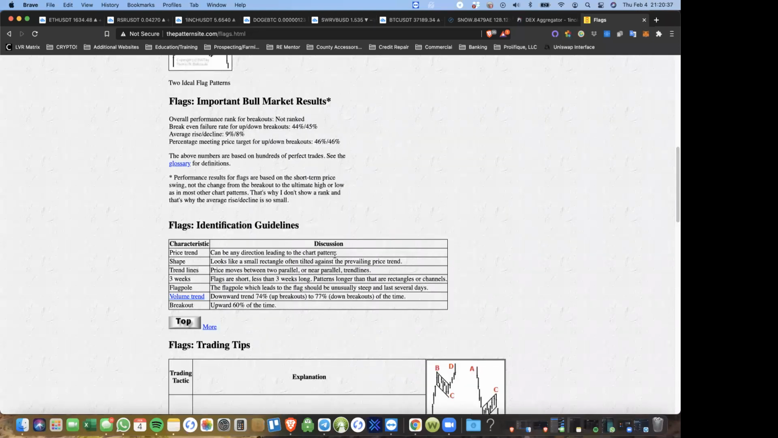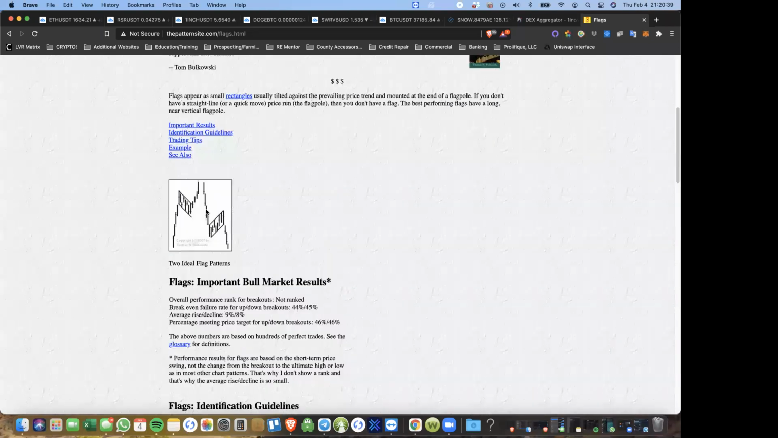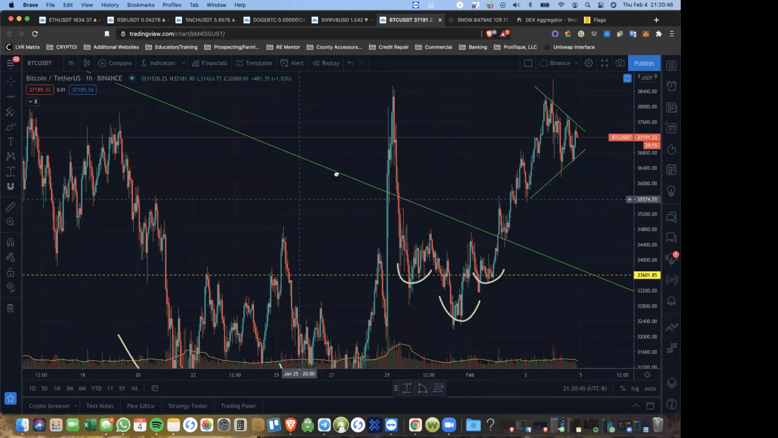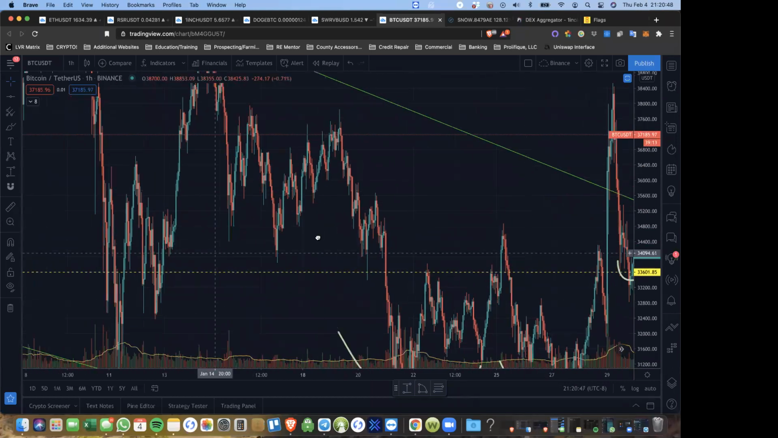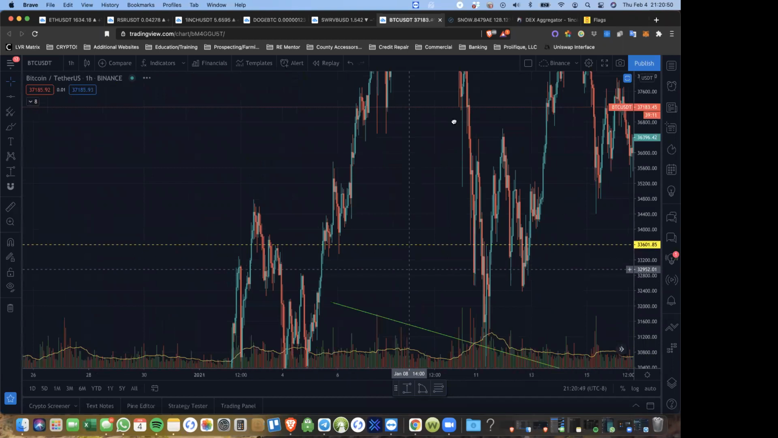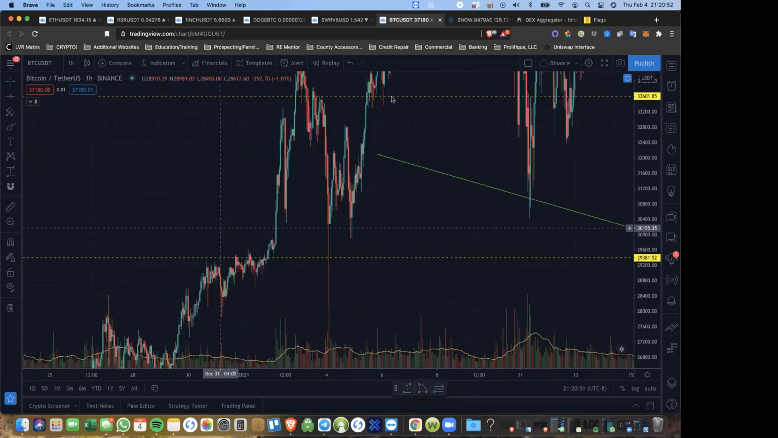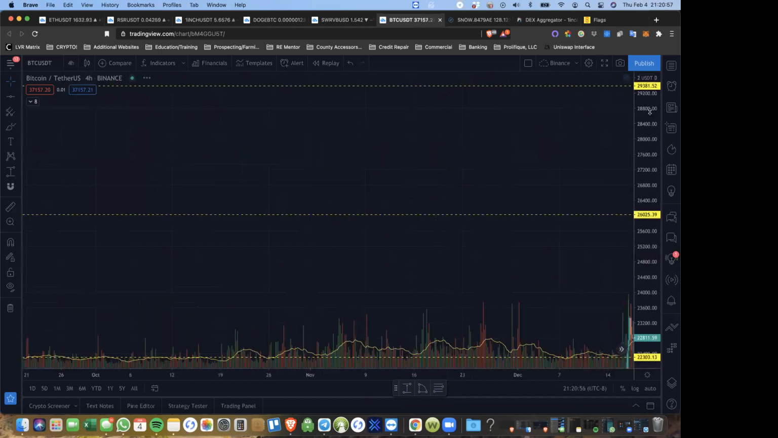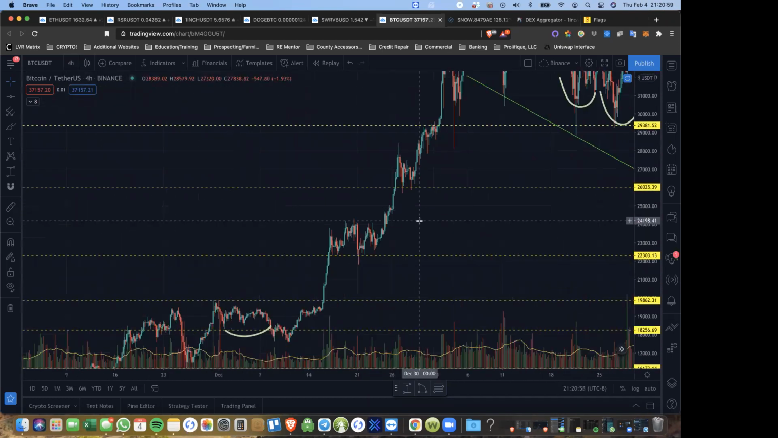Okay, so you guys can see there's flags up and there's flags down. We're seeing a lot of flags up right now. We're in a bull market, right? So let me try to find an example of a bull flag down. It's gonna be hard. We're gonna have to look quite a bit back.